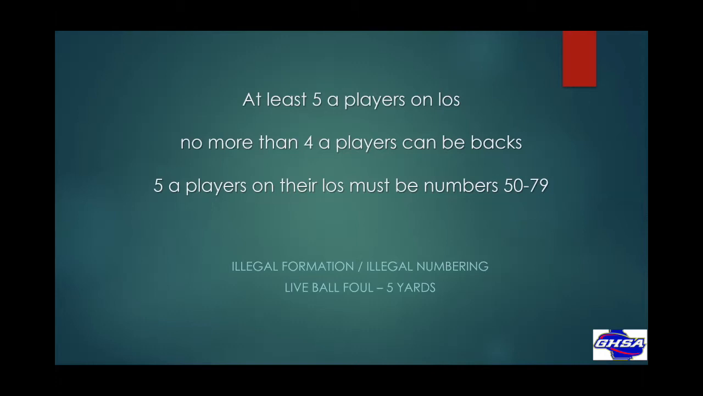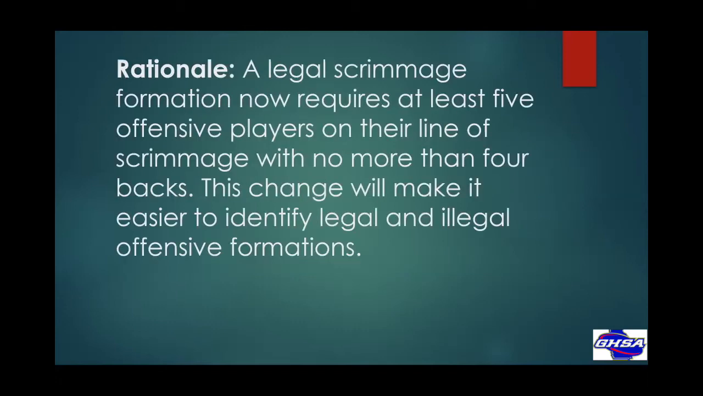And then in addition to the 5 numbered 50 to 79, typically our linemen, we can have no more than 4 players in the backfield. Yep, that's right. They can play with 1, 2, 3, but no more than 4 players in the backfield and 5 guys numbered 50 to 79 on the line of scrimmage. If they don't have 5 numbered 50 to 79 on the line of scrimmage, it's an illegal formation for illegal numbering. It's a live ball foul, and it's a 5-yard penalty.